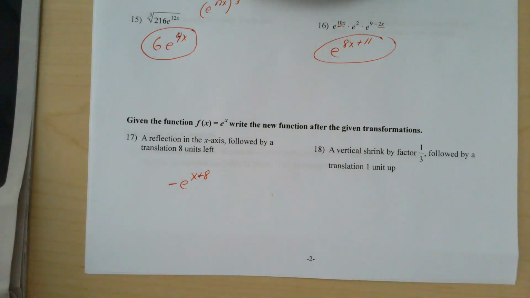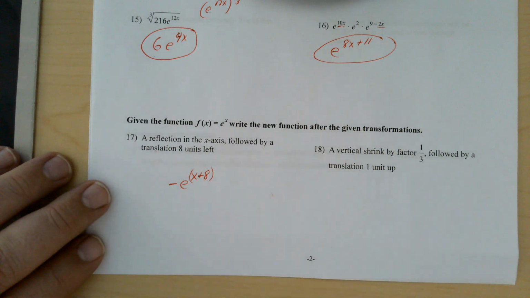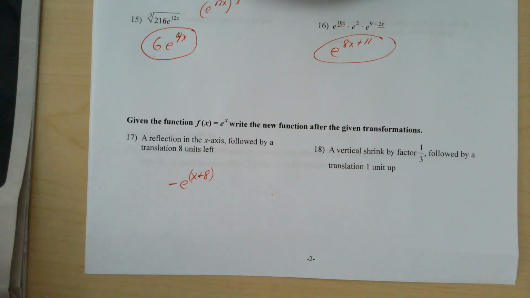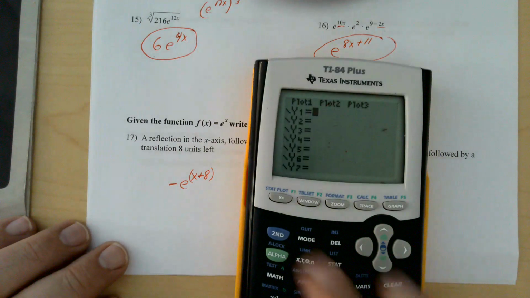Can't be over here, because then that all of a sudden would be a shift up 8. So make sure it's right there. If you want to, you can even put parentheses around it. So it's your exponent. And you can check that on a calculator.